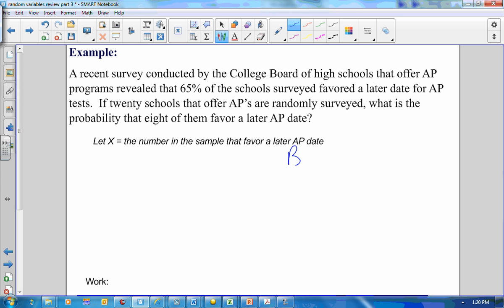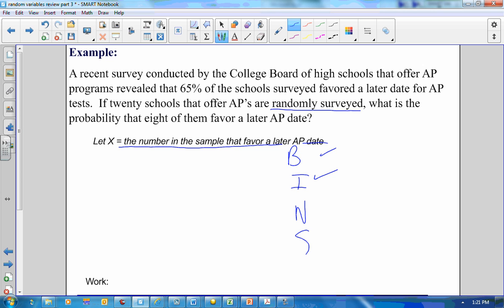We sort of have a feeling that it is, because that's what we're talking about right now. But the B, binary. Are there exactly 2 outcomes, success or failure? So here, we were told to let my random variable x be the number of the sample that favor a later AP date. So success is favor a later AP date, failure doesn't favor. Independent. Well, it says that the schools were randomly surveyed. So the fact that one school did not favor a later AP date should have no effect on another school's feeling about a later AP date.